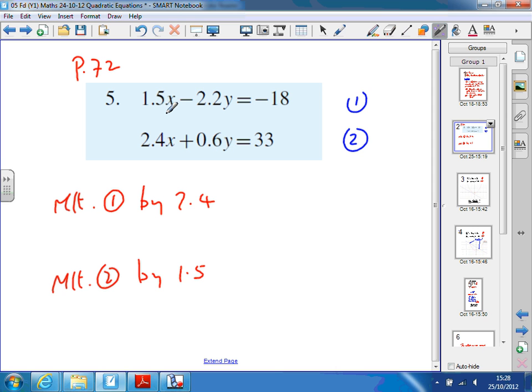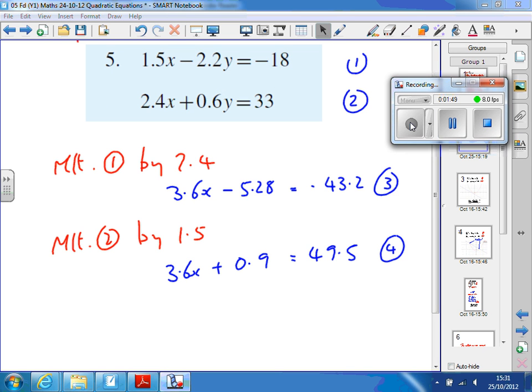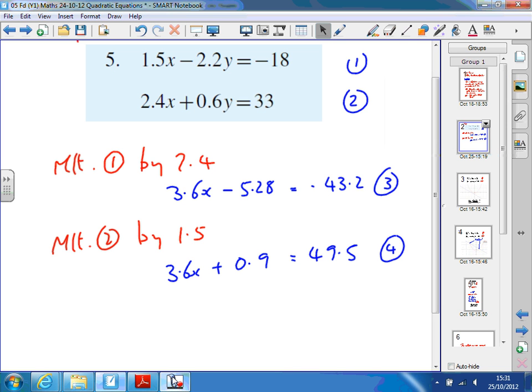So if we do that, what do we get? Calculators at the ready. So there we go, that's the equations. I multiply equation 1 by 2.4 and equation 2 by 1.5. I end up with the same x's. So now I can eliminate the x's. What would I do? I can do equation 4 take away equation 3, or equation 3 take away equation 4. Both would work, but one might be more convenient than the other.